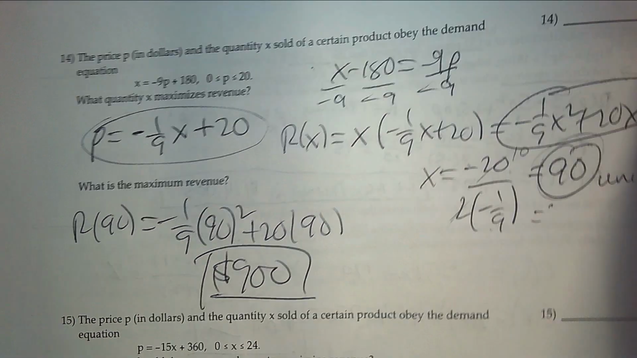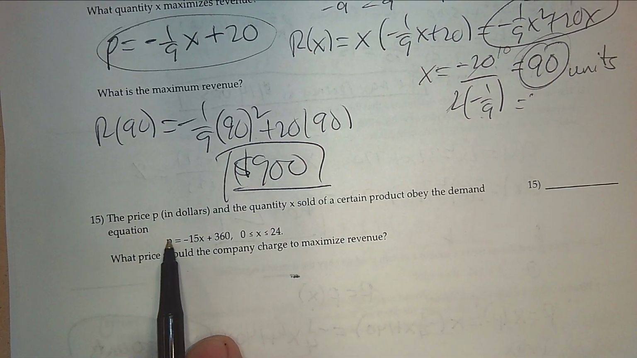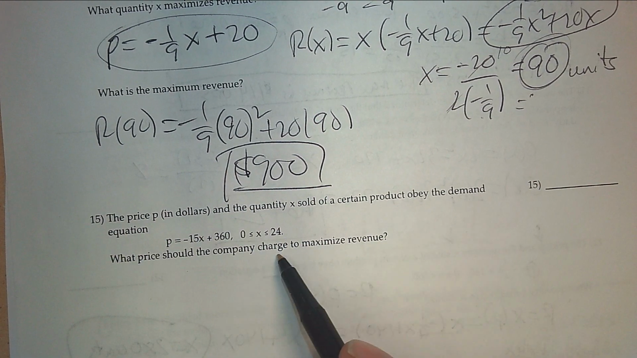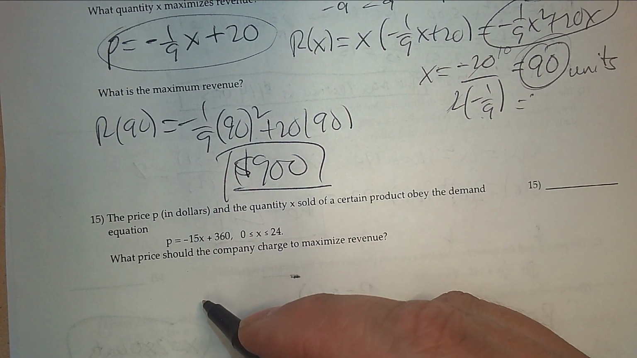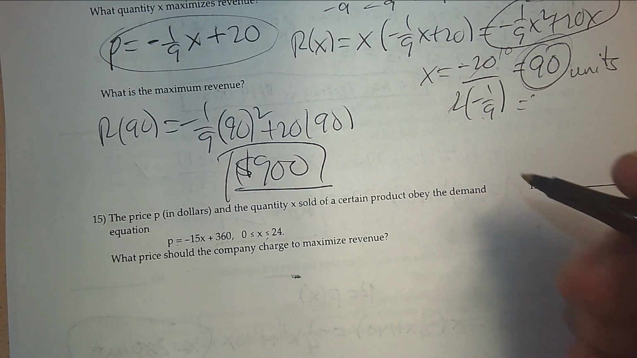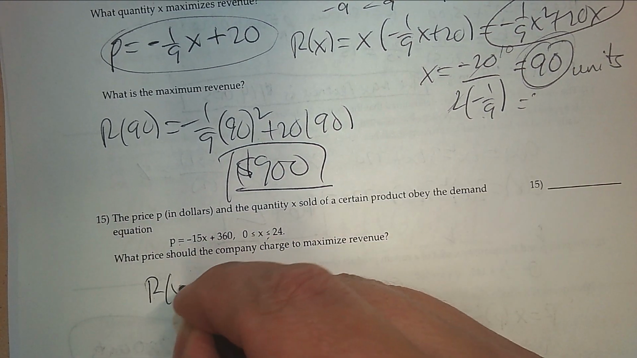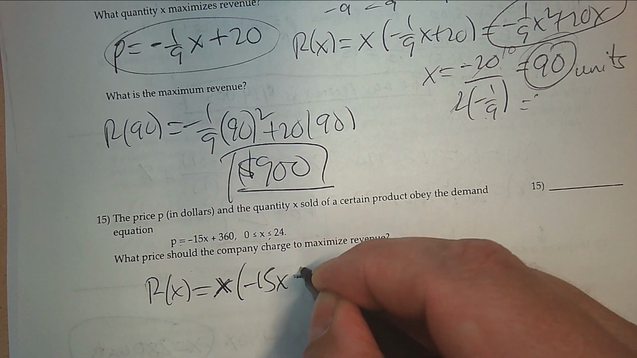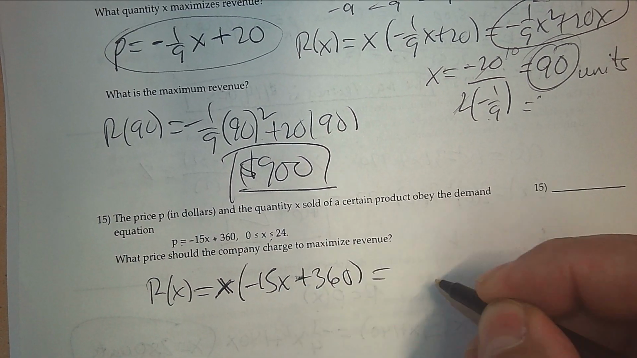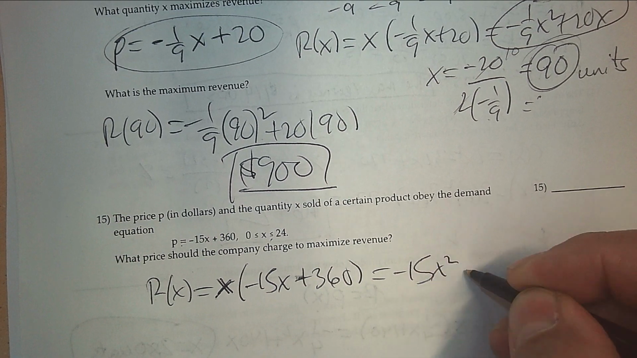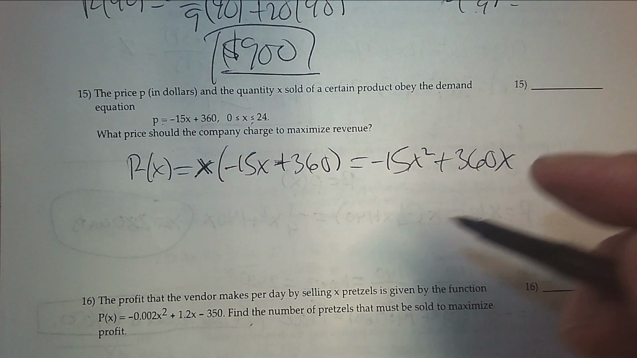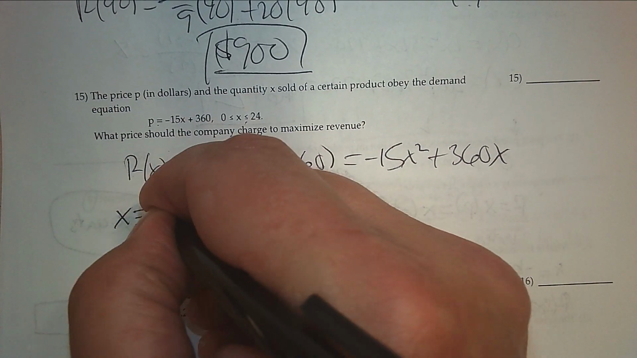I look at number 15. The price P in dollars and the quantity X sold of a certain product obey the demand equation here. So step number 1, I know what P equals. So in order to find the revenue, I need to take how many you sold times the price. So there's step 1, and that's where you get your quadratic equation from. Then, once you have your quadratic equation, to maximize it, we're going to go negative b over 2a.